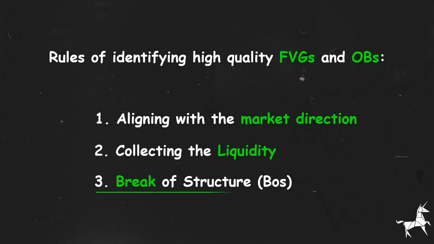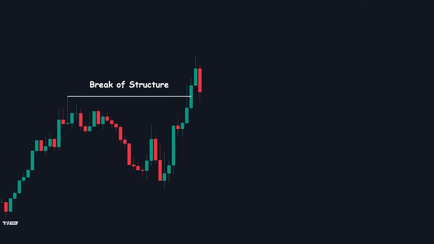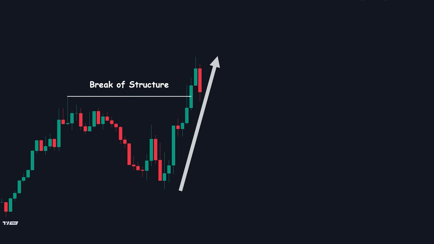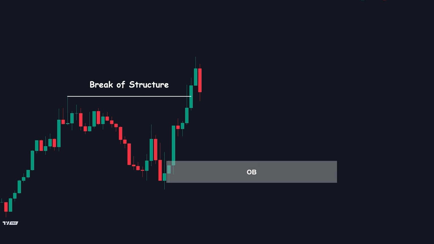Rule number 3. Break of structure. A break of structure occurs when the price breaks through a level that previously held, rejecting price movement. So, what does this signify in terms of price action? It indicates that the impulsive move creating this breakout was not a temporary reaction, but a sign of strong momentum and potential trend continuation. So, a demand area that caused this breakout becomes a stronger signal. By combining a break of structure with order blocks and FVGs, we can identify points where momentum is confirmed and enter trades with a stronger foundation.